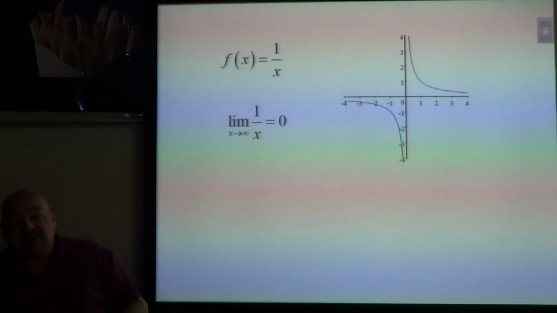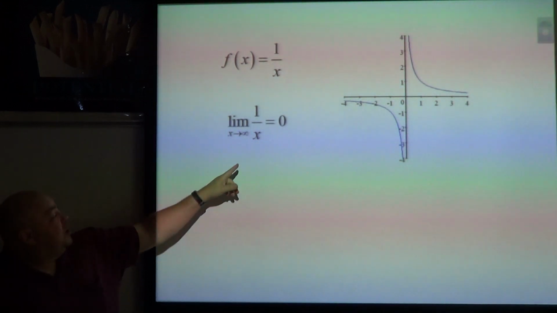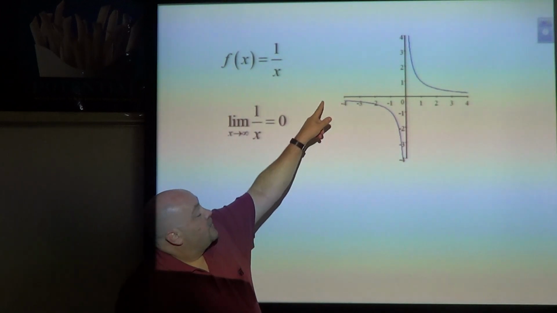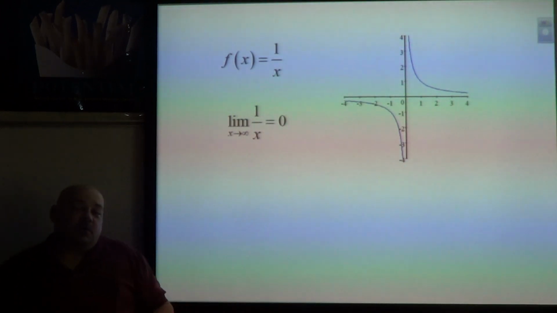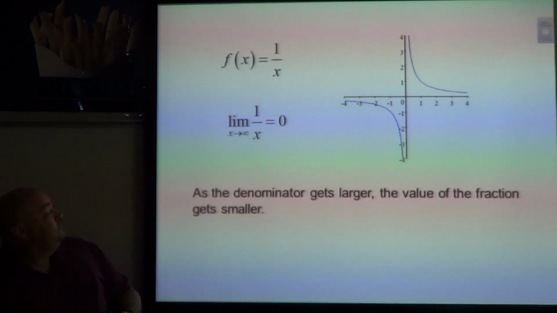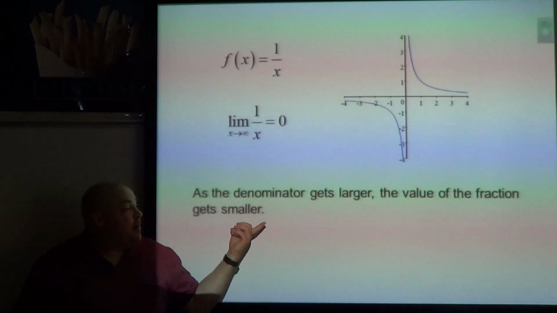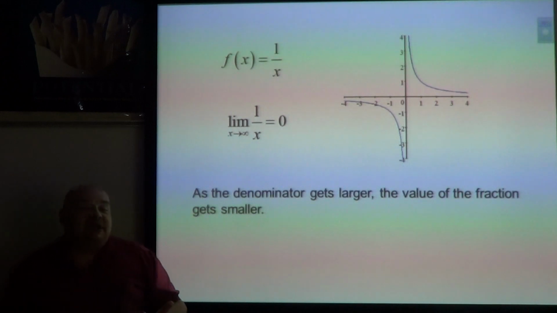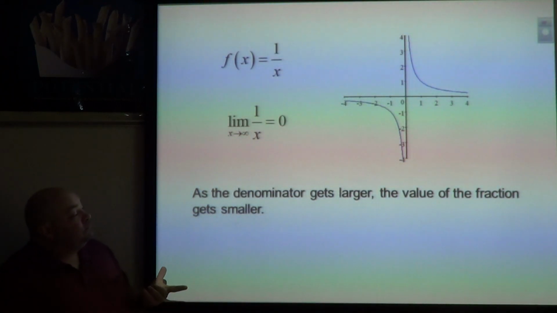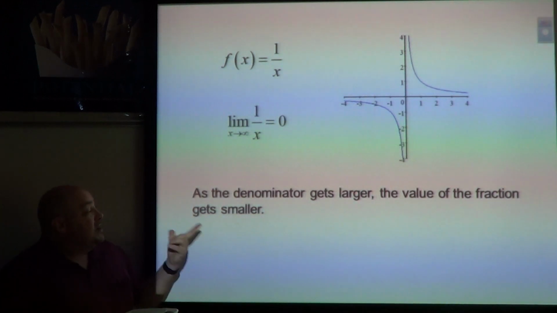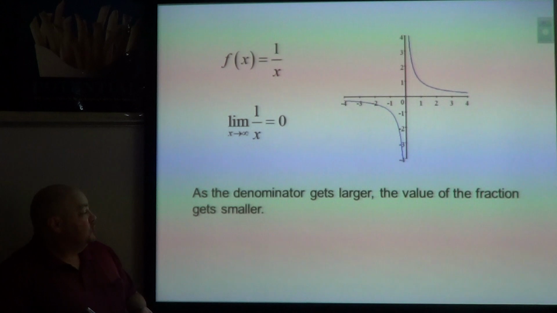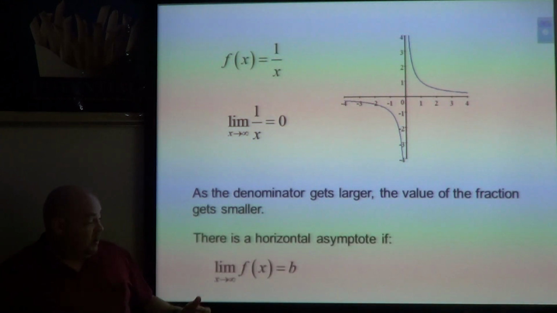Now, the same thing is going to happen on the other side when we approach negative infinity. We can see that graphically right here, except that it's going to approach the value of 0 from negative numbers. So as the denominator gets larger, the actual value of that fraction gets smaller. And as the denominator gets smaller, the value of the fraction gets larger. That's the vertical asymptote aspect.